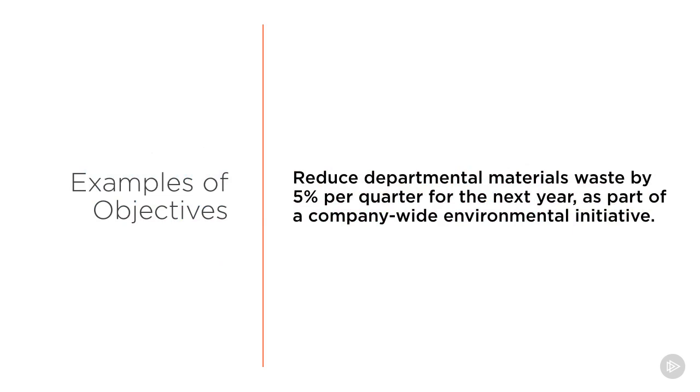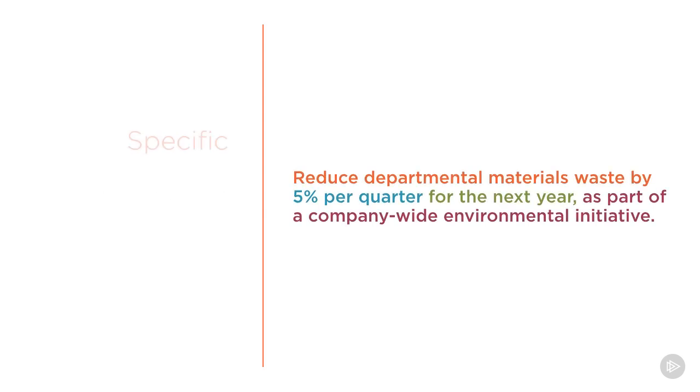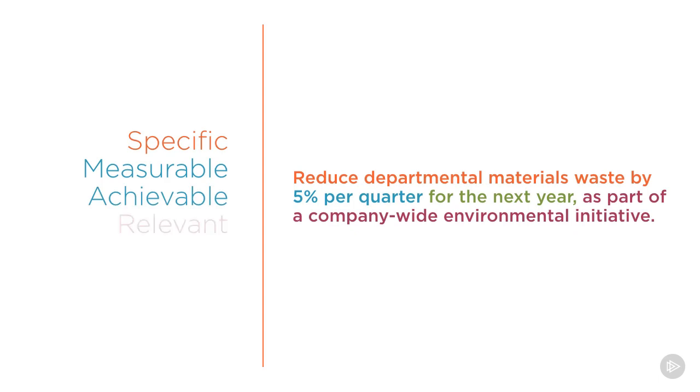Let's look at another example. Here, we want to reduce departmental materials waste by 5% per quarter for the next year as part of the company's company-wide environmental initiative. Here, again, we see that it's specific in nature. We want to reduce departmental materials waste by a measurable amount of 5% per quarter. We consider this to be achievable based on the conversations we've had with key stakeholders. And we see that this is relevant because it's part of the company's overall environmental initiative, which indicates that it's one of the company's goals.